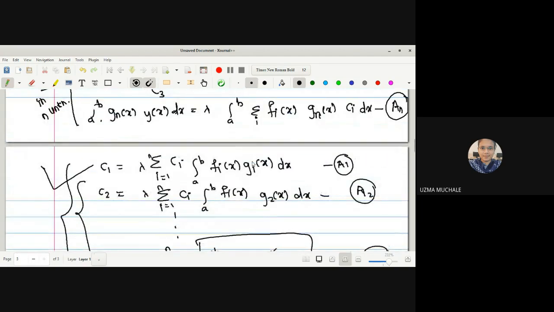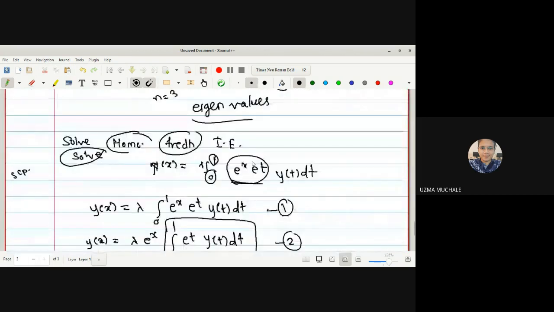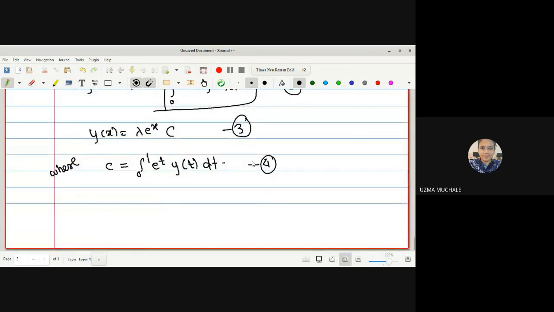This is true for many equations if you have them. Now if you have a single equation, what we have to do is find the values of those constants c. Instead of having many constants, we have only one constant.